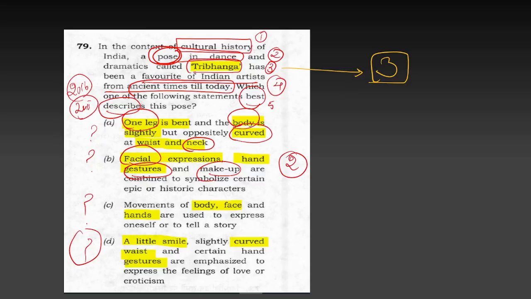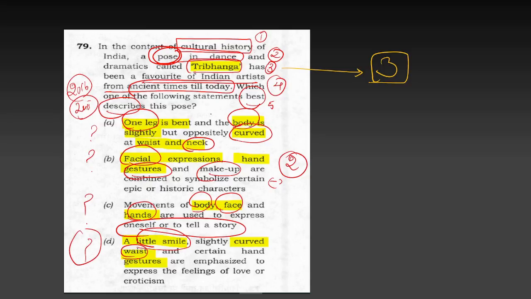Next, this is makeup. This does not seem right, they are asking best describes. This does not best describe, right? Okay, I'll wait. Movements of body, face and hands are used to express oneself. Okay, body, face and hands, it is also good. Then here, let us smile. See, everything is a pose in Instagram.